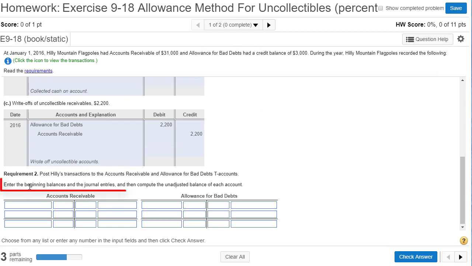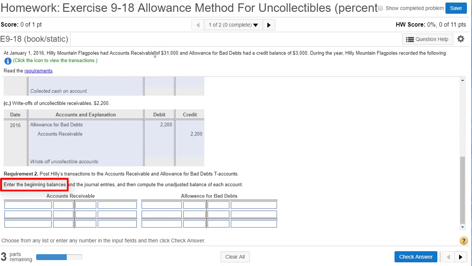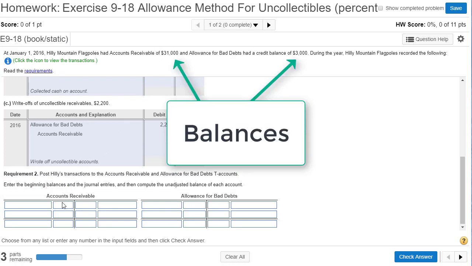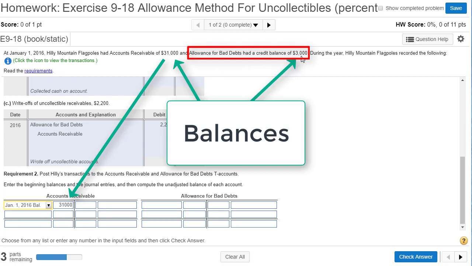Now, enter the beginning balances and journal entries. So we're posting the transactions to AR and the allowance for bad debts T account. And we're going to start with the beginning balances. So the beginning balance of AR is $31,000. And the beginning balance for the allowance account was $3,000.